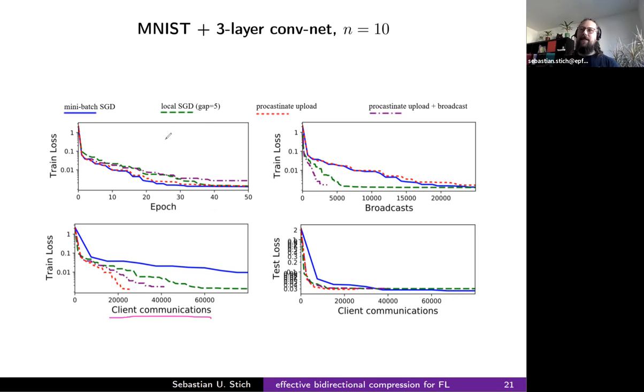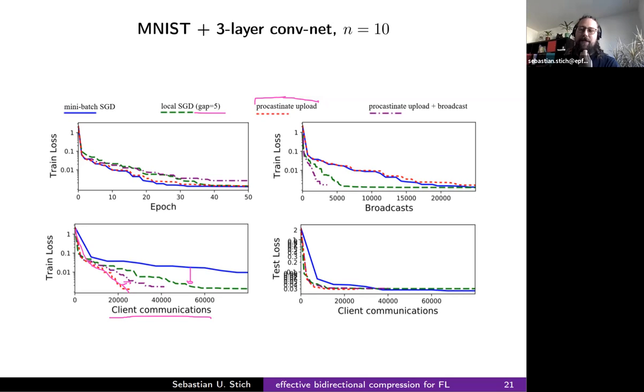For instance, we could now apply something like local SGD, where we communicate only after every 5th iteration or every 5th epoch. So we can now reduce the communication load by a factor of 5 almost for this problem. If we apply this scheme where we automatically trigger the uploads, we can reduce even much more.